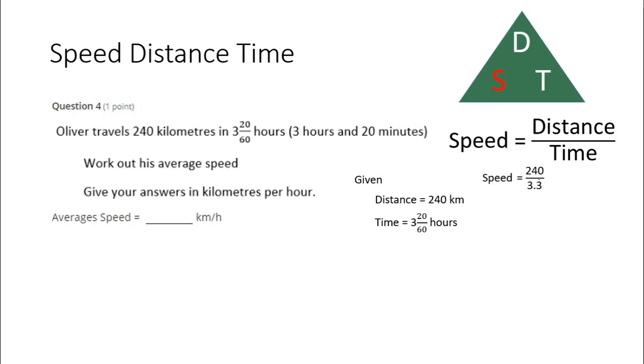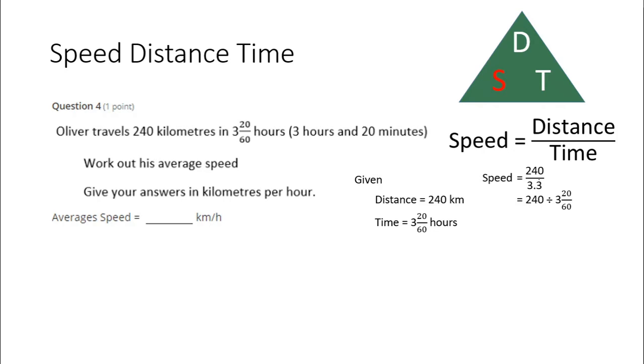So speed is equal to 240 over 3.3 recurring. Now, as we just said in the previous question, I don't really like working with these recurring decimals, and I think some of you might find it difficult to set that up. But 3 and 20/60ths of an hour is 3.3 recurring. So if you can put that on your calculator, you'll get your answer right away. But if you're having trouble with that, we can set this up simply as a division. This is 240 divided by 3 and 20/60ths.